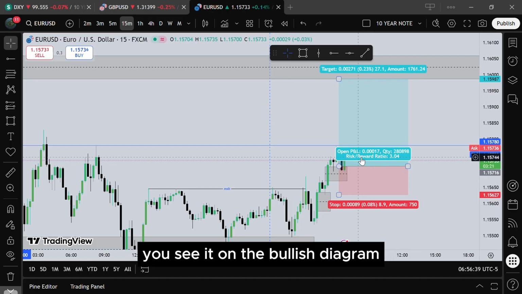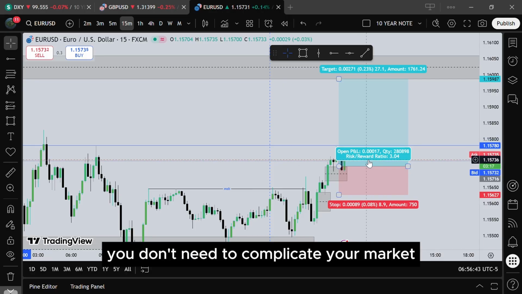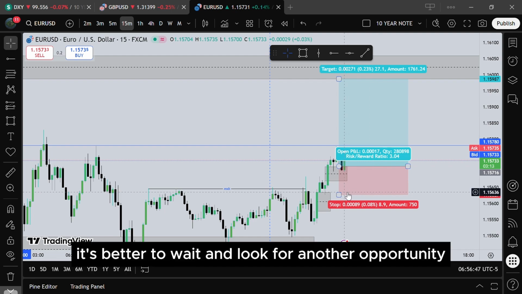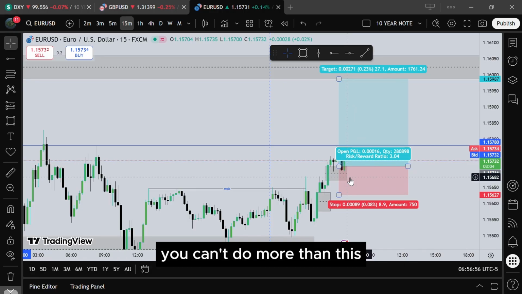You see it on the bullish diagram. Everything is there already. You don't need to complicate your market. If the market should take you out, it's better to wait and look for another opportunity, because this is the best entry. You can't enter a trade more than this.